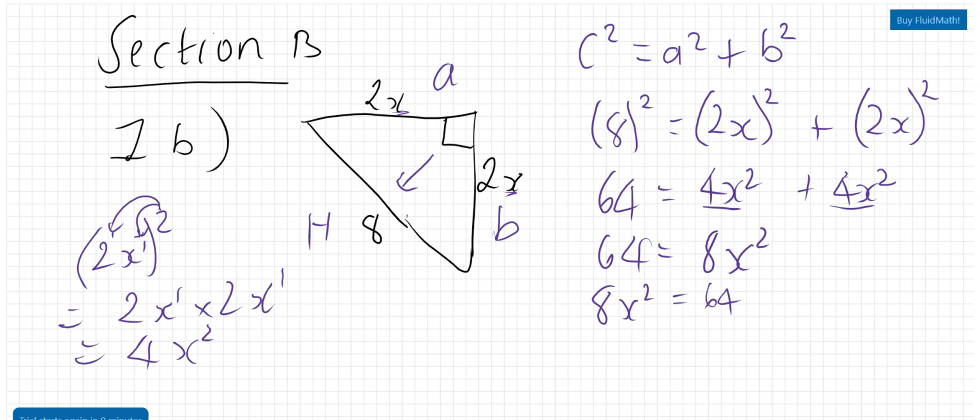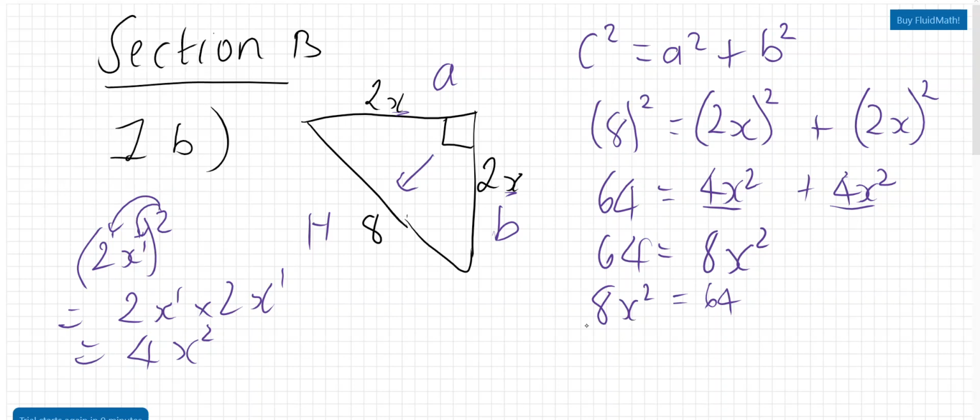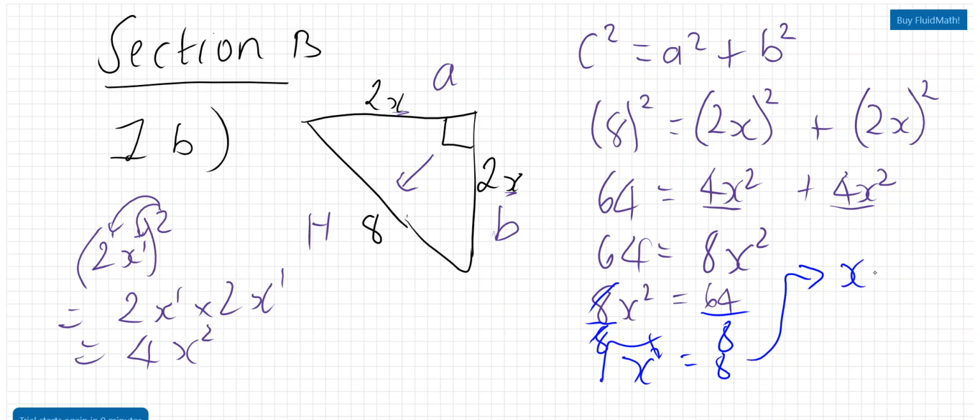And now let's solve for x. So now we're using our equation skills. My next step is, I want x to be on its own. So the first step is divide by that 8. And divide by 8. So x squared will be equal to 64 divided by 8, which is just 8. Now x is still not on its own. That squared is a problem. We know we have to square root it, the opposite of squared. So we're left with x equal to the square root of 8.